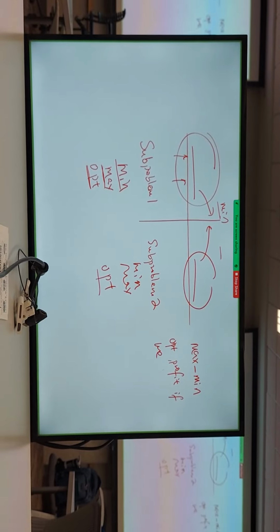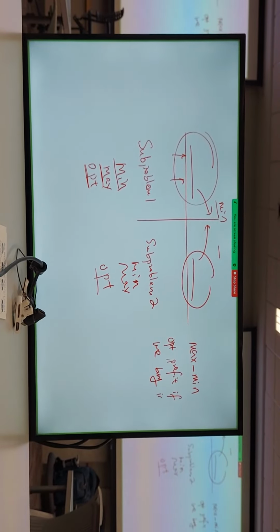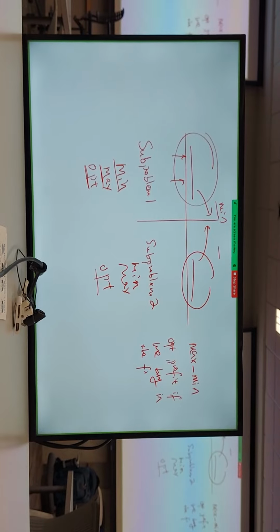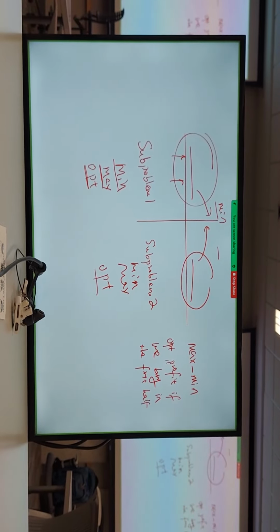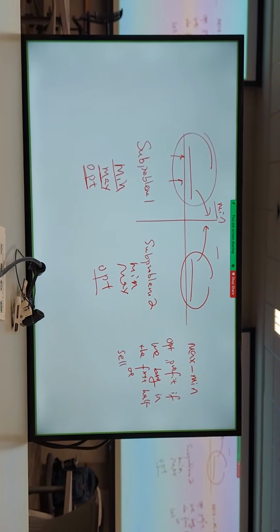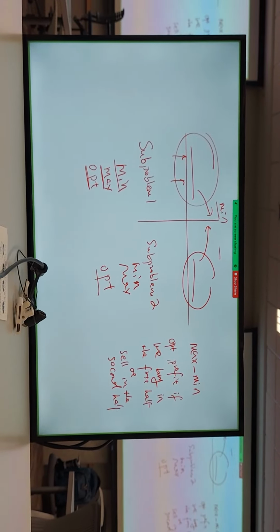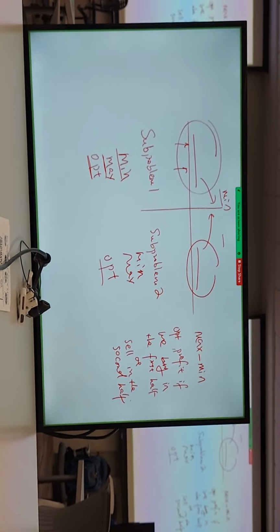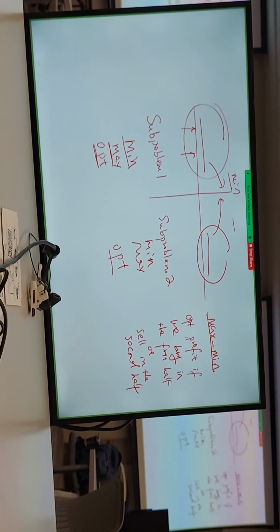If we buy in the first half and sell in the second half, right, so that's the maximum, the max minus the min.